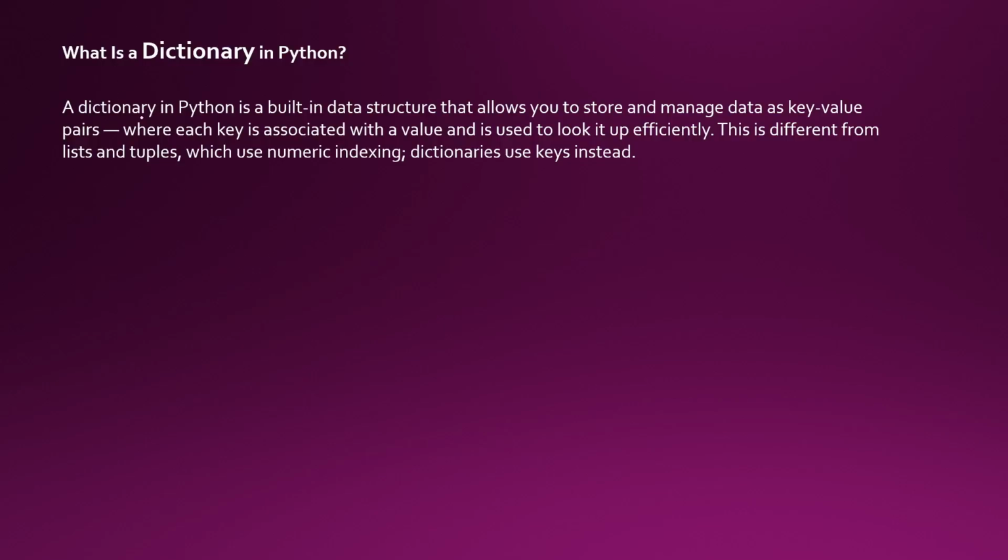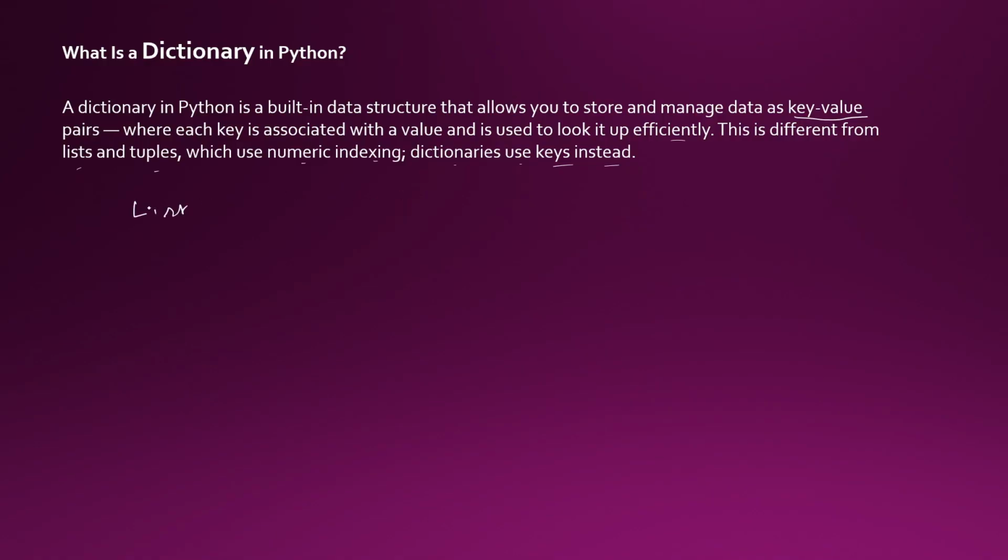So what is a dictionary in Python? A dictionary in Python is a built-in data structure that allows you to store and manage data as key-value pairs, where each key is associated with a value and it is used to look it up efficiently. This is completely different from lists and tuples, which use numeric indexing. That means list and tuple use numeric indexing, but in the case of a dictionary, it uses keys instead. So I will give you an example.